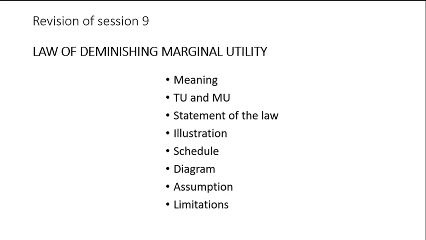One is, when the total utility is maximum, marginal utility is 0. When total utility is falling, marginal utility is negative. And when the total utility is increasing, you can see marginal utility in the positive range. When total utility is falling, it is called disutility. Likewise, we have discussed the important areas that you should remember and add in your answers. Then we have the set of assumptions, then limitations.